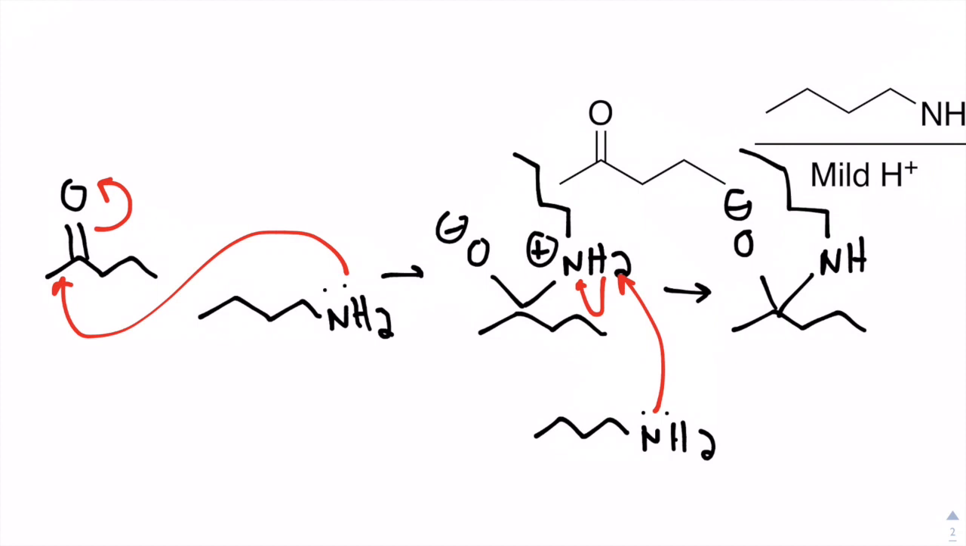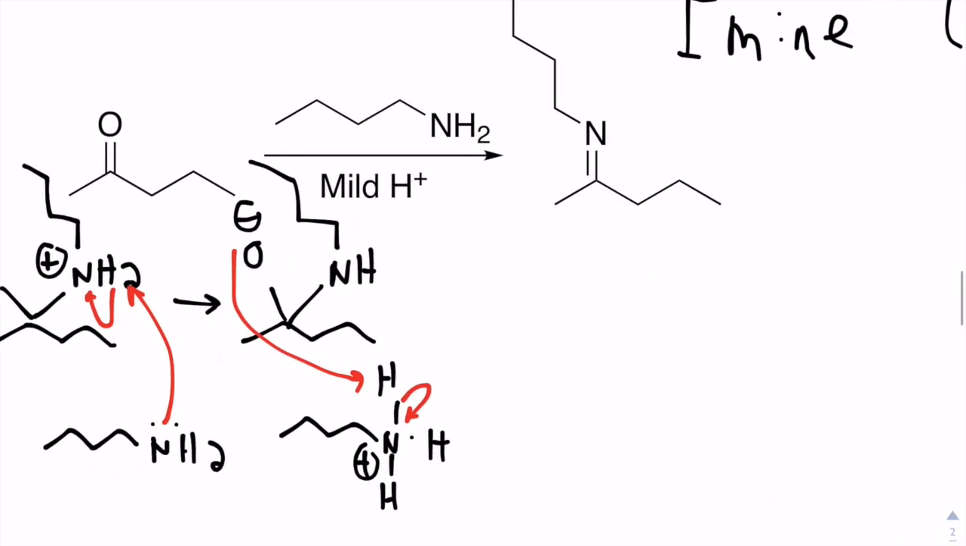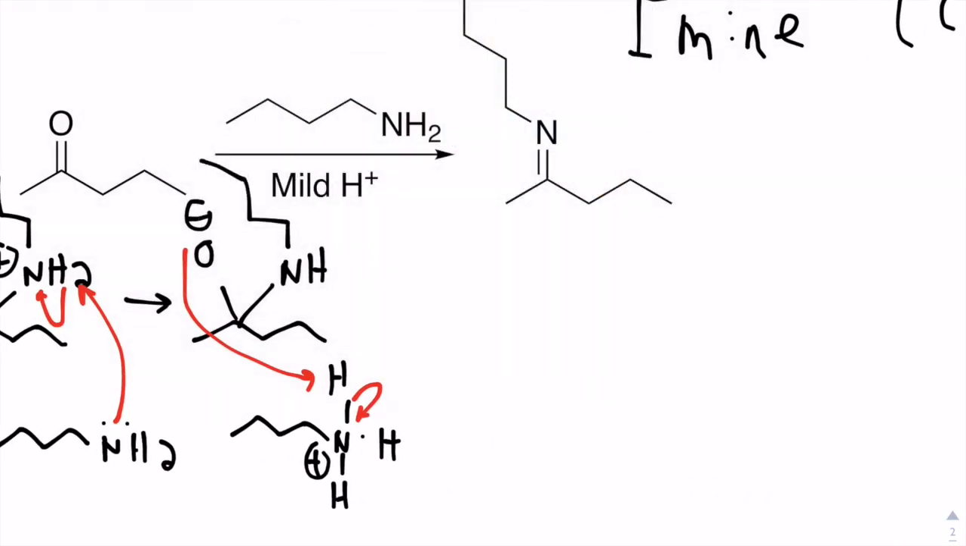Okay, and then what this is going to do is that now protonated amine, so it looks like this, can now donate that proton that it just grabbed from the nitrogen and give it to the oxygen. Okay, so the product of that step would be something like this.